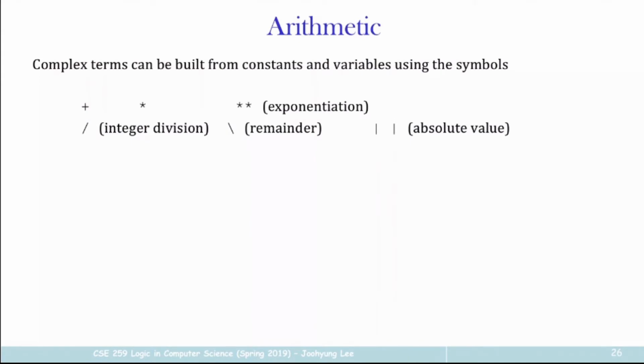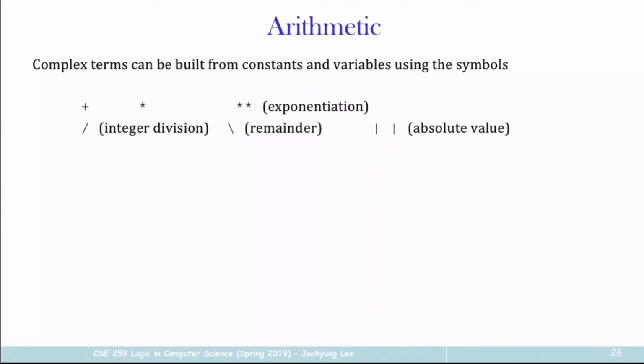Good. Any question up to this part? All right. So let's do arithmetic. So in the language of Clingo, these are the symbols that you can use to build a more complex term. So you can use addition, multiplication, double star is exponentiation, and slash is division.